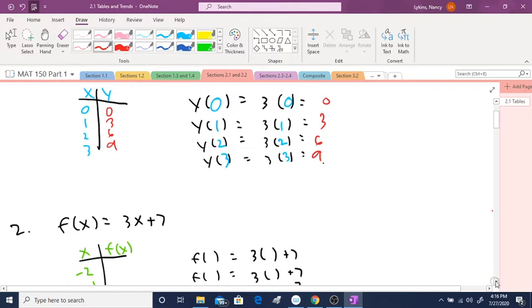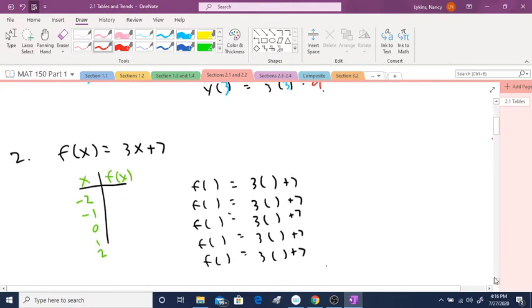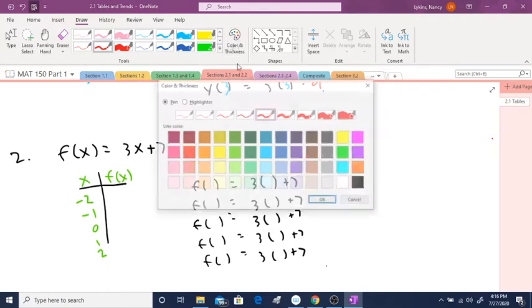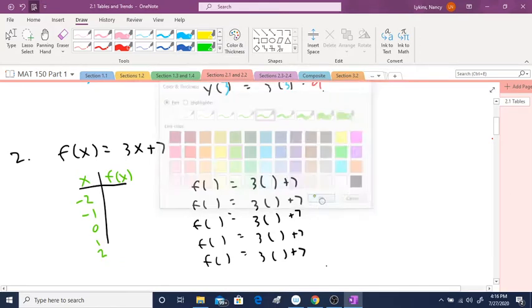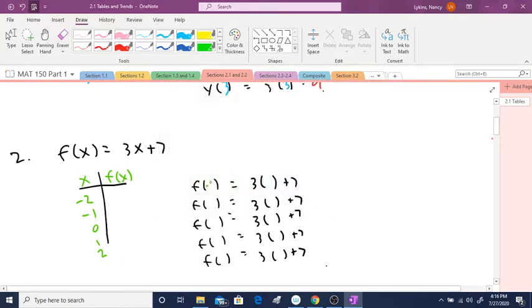Now, let's take a look at the second example. The second example is f of x equals 3x plus 7. So I've got negative 2, negative 1, 0, 1, and 2. On this one, I'm just going to fill in the parts, and I'm going to go ahead and do the math. Some of us can do this in our head, which is fine. Some of us can use calculators, but I'm just drawing this out by hand.